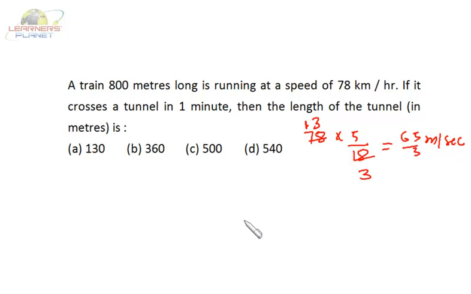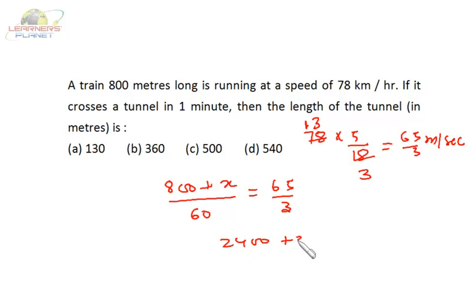Now, the total length which has to be covered is the length of the train plus the length of the tunnel, which is x meters, let's assume. And the time it is taking is 60 seconds, that is 1 minute. So this is the distance and this is the speed. Okay. Now just calculate and get the value of x. It's 2400 plus 3x is equal to 60 into 65.